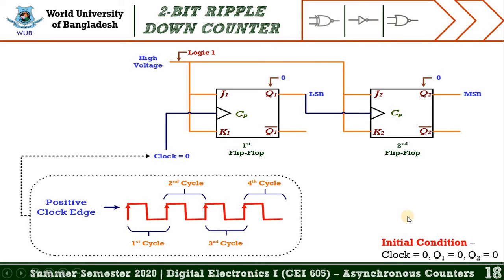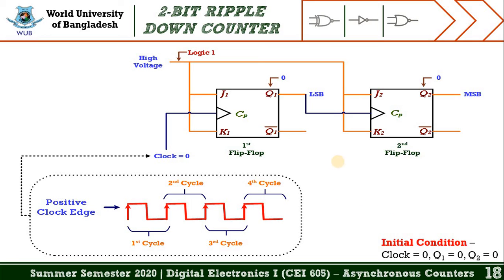Well, this slide represents the initial condition, which means the value of the clock signal is 0, or you can say the value of clock pulse is 0. Since the value of clock is 0, both the flip-flops are not activated. If both the flip-flops are not activated, we find on the output section of both flip-flops that Q1 is equal to 0 and Q2 is equal to 0. So let's move into the next slide to explore another condition.